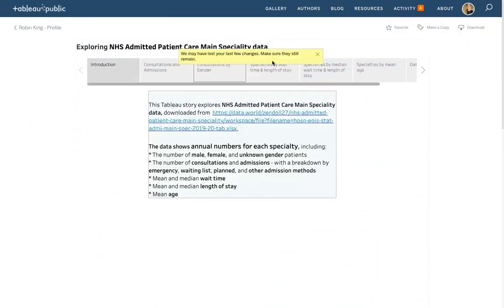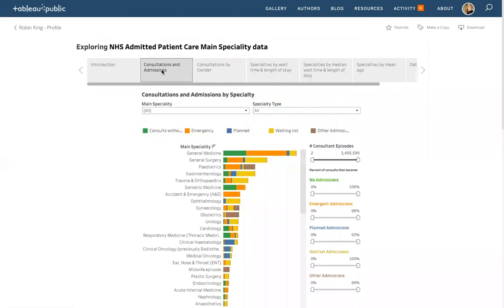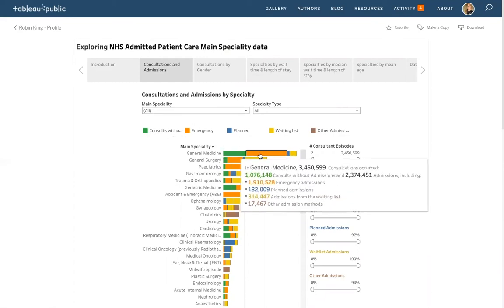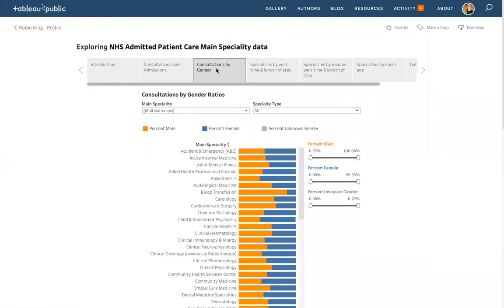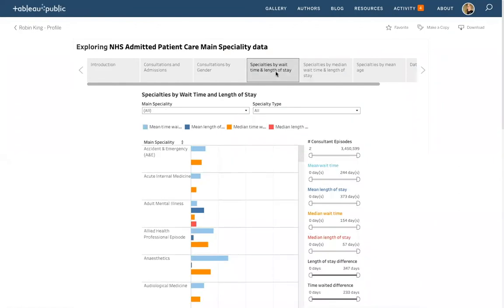Okay, so Robin has the story points. So we go through having very specific dashboards. Here's just consultations, admissions by specialty, and then broken out by the type, whether it's emergency, planned, or what have you. And then we go into more details looking at a gender analysis. This is by the time.